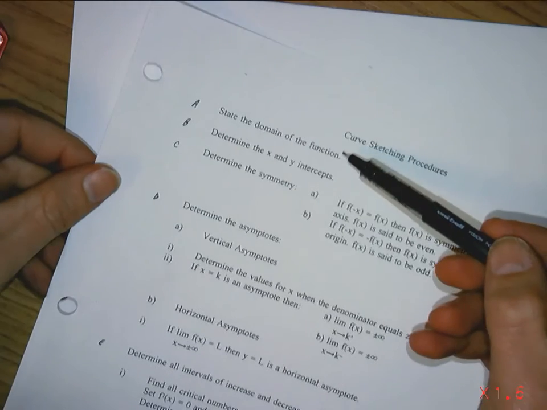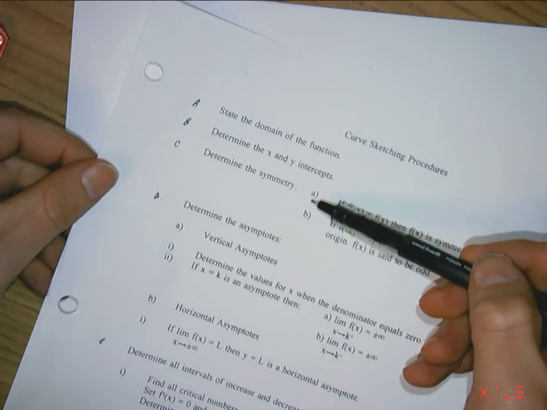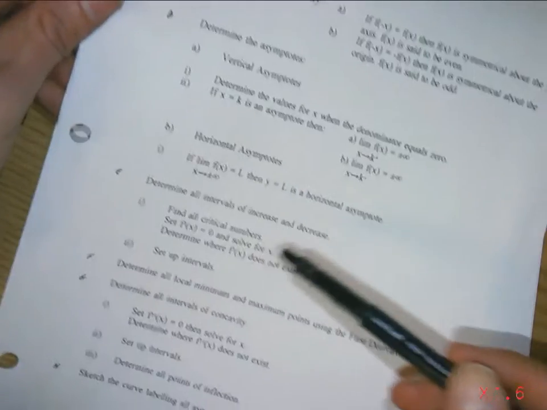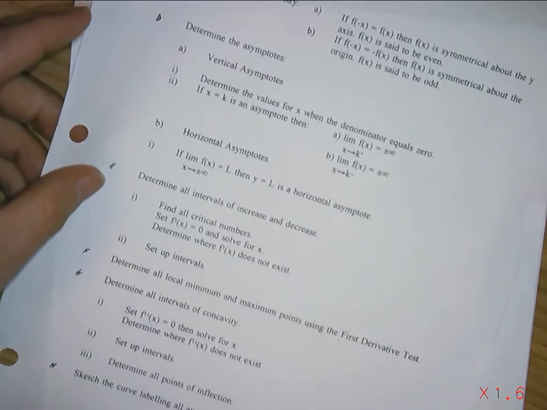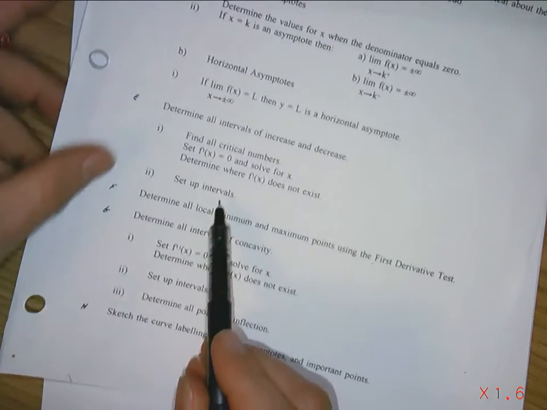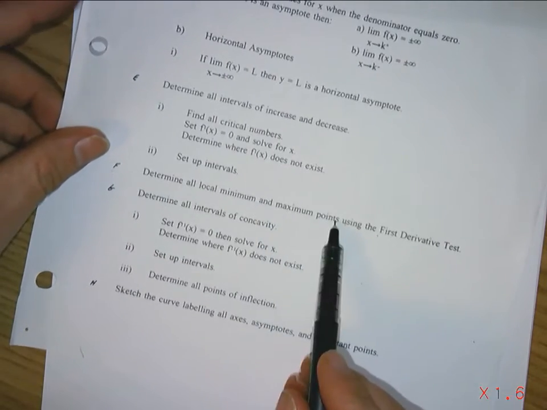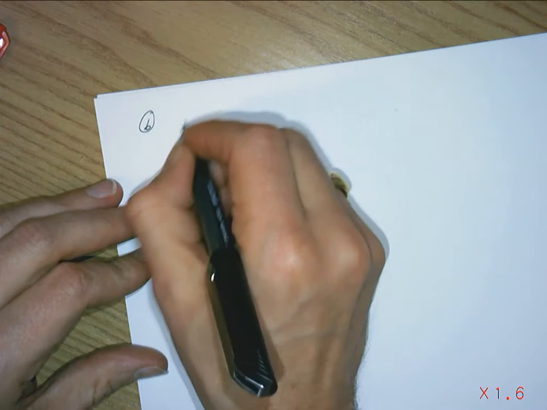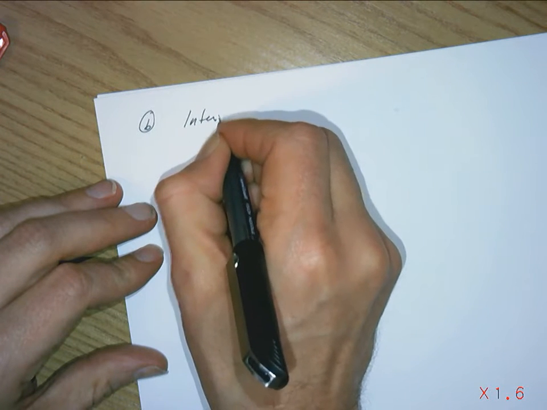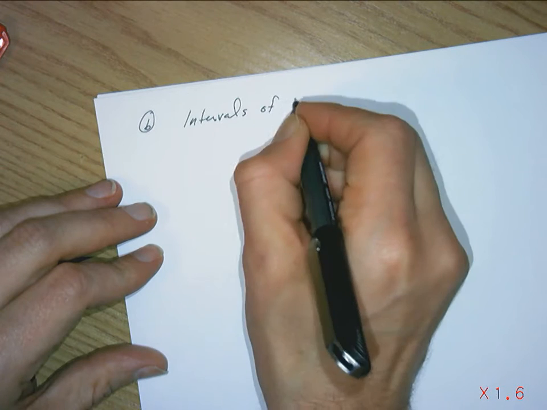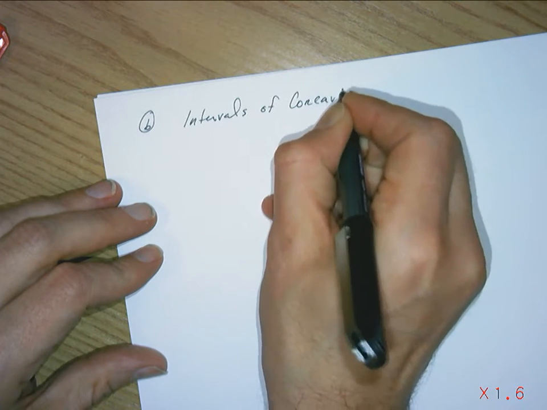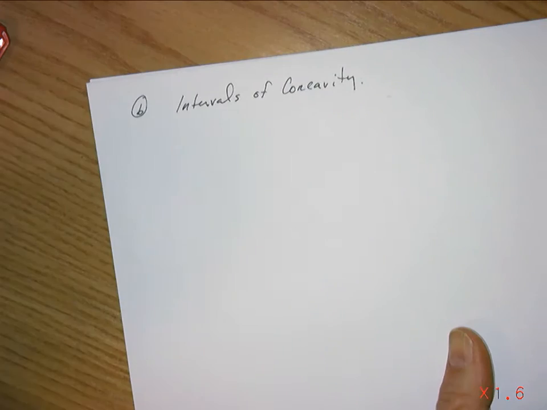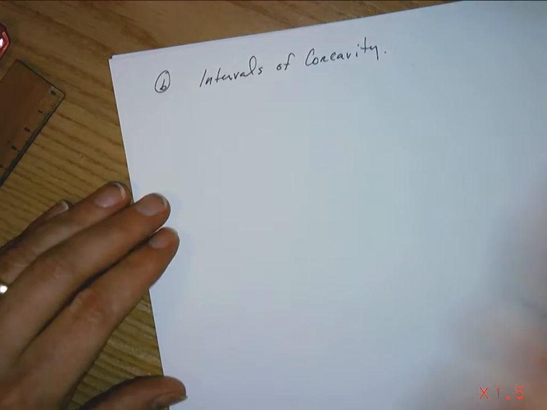Okay, so let's see. We've done domain, intercepts, symmetry, asymptotes, intervals of increase or decrease using the first derivative. We did the intervals. We determined local maximums or minimums. Now we have to do intervals of concavity. So our last step, intervals of concavity. And the intervals of concavity come from our second derivative.